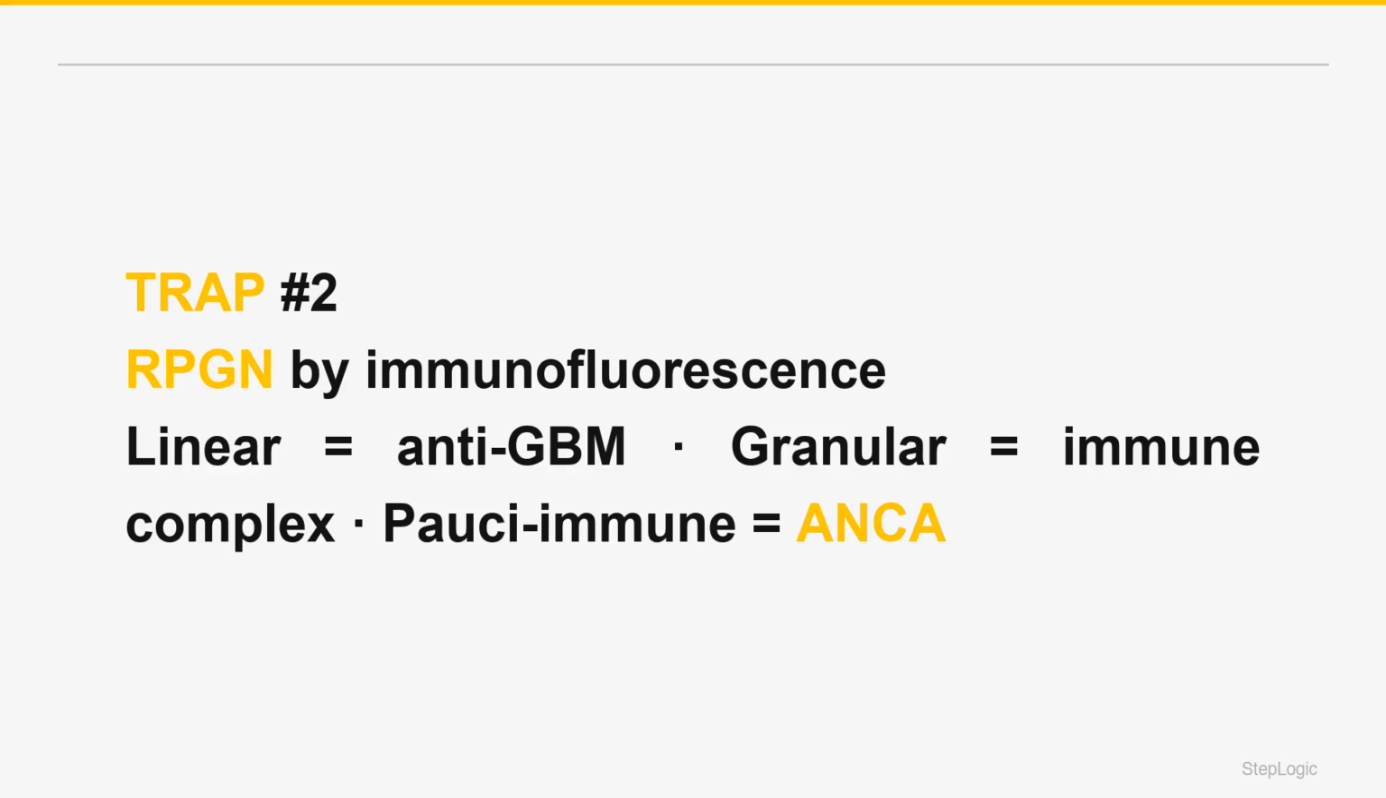Trap 2: crescentic, rapidly progressive glomerulonephritis is classified by immunofluorescence. Linear means anti-GBM, Goodpasture. Granular, lumpy-bumpy means immune complex. Pauci-immune means ANCA-associated vasculitis.